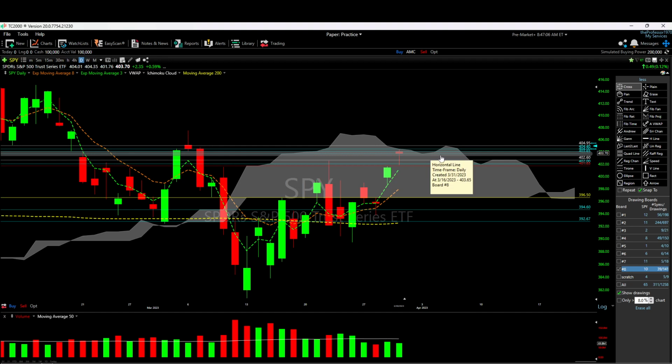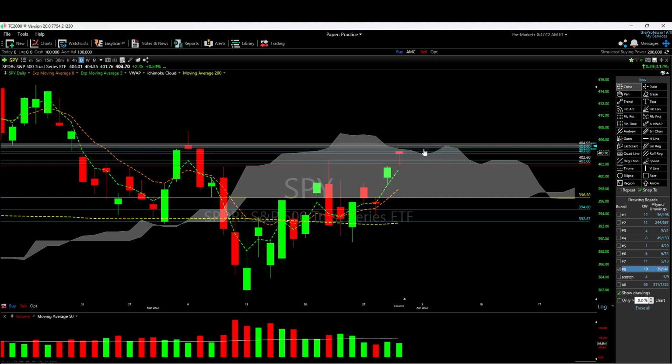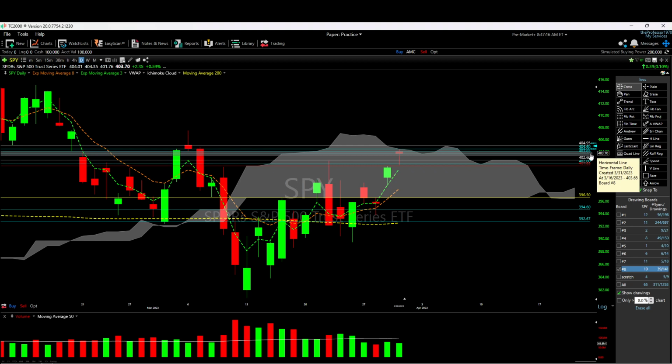This line right here is 403.65 with this little dip. That's kind of like the bottom of the next few days. As long as that holds, it is very positive. So this 403.65 is going to be very important for me to watch today.